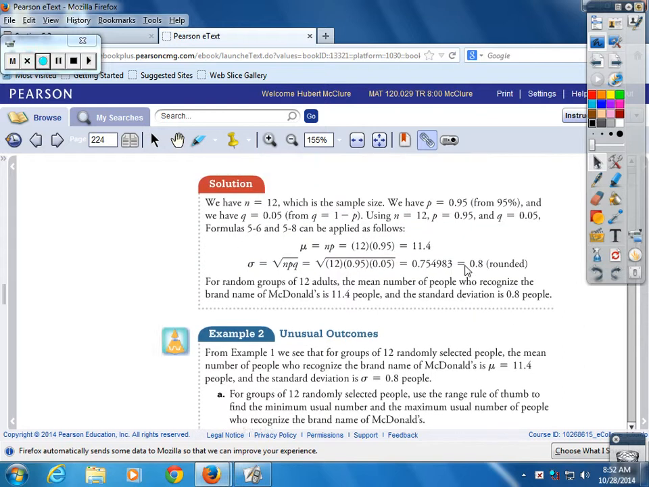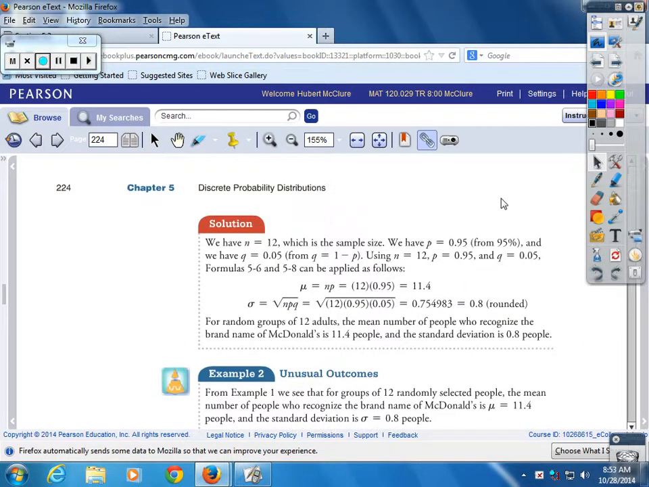All right, let's look at example 1. And it's real difficult. It's real hard. We have n is equal to 12, which is the sample size. We have p is equal to 0.95. There you go. Plug and chug.